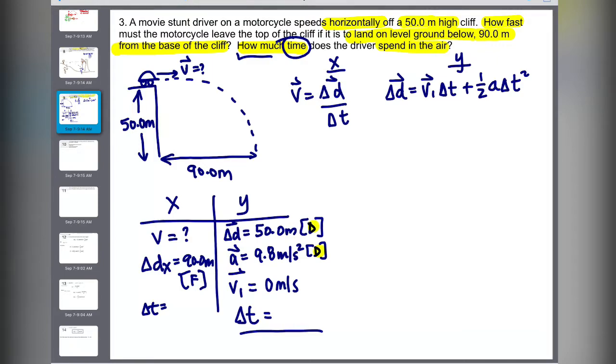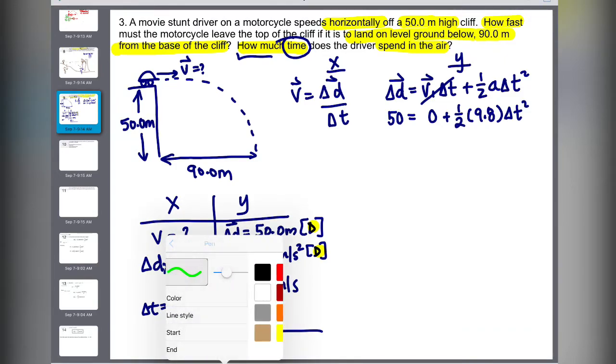Okay, the next thing is check your direction, right? They're both down, so we're ready to go. We don't have directions that are opposite, because if we do, we have to change it before we start plugging the numbers into the equation. Okay, so delta D is 50. It equals V1, which is 0. Anything multiplied by 0 is gone, right? I have 0 times T, but that just means 0, so I'm just going to cross it off. Equals 1/2 A, which is 9.8, delta T squared.